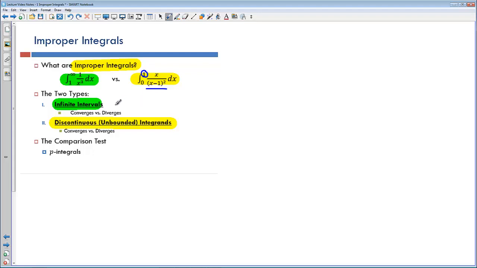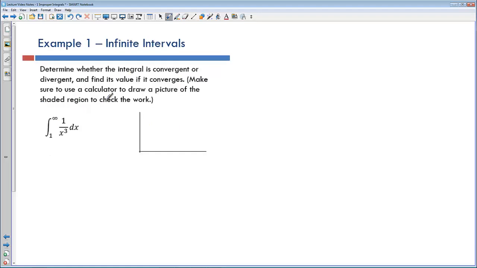All right, to work with these things, we should have some idea of what we're actually doing. So let's take a look at an example real quick. Determine whether the integral is convergent or divergent. Sometimes you're going to get out a number, and sometimes you won't. If you get out a number, it's considered convergent. If you can't, we'll say the integral is divergent. If it converges, we can find its value, and we can use a calculator to draw a picture of the shaded region to check the work.